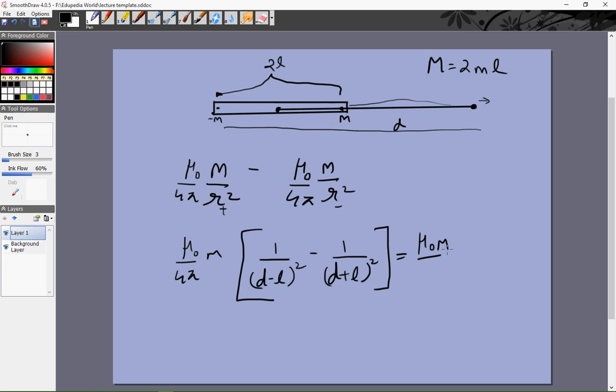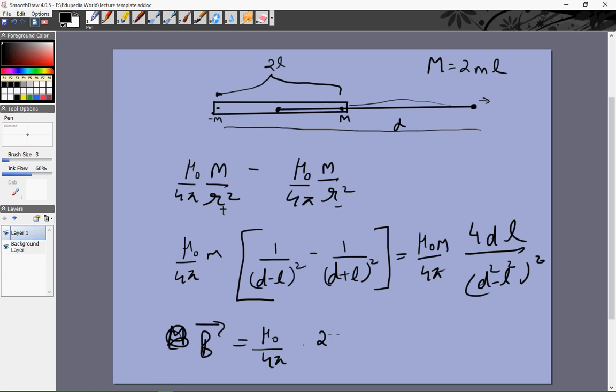Mu naught by 4 pi, this will be (d squared minus l squared) whole squared, basically (d minus l) into (d plus l) whole squared, and above we'll get (d plus l) whole squared minus (d minus l) whole squared, so that will give me 4dl. And we know that 2ml is capital M, so the magnetic field is equal to mu naught by 4 pi, 2Md by (d squared minus L squared) whole squared.